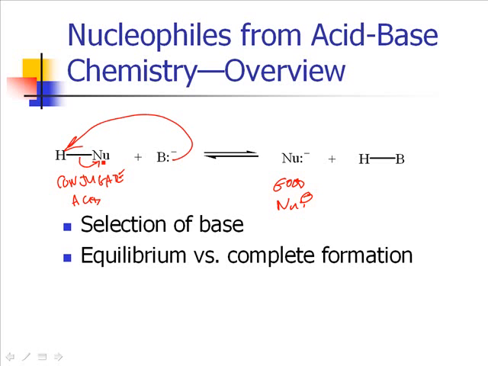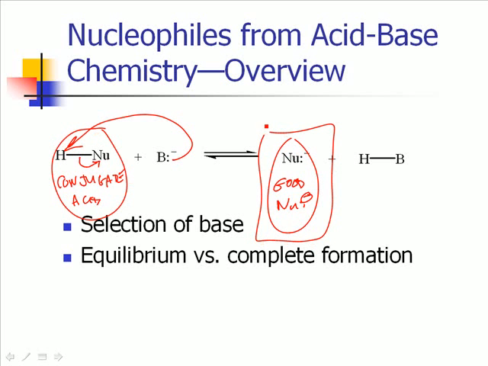So the nature of what base we use depends upon how acidic that conjugate acid is. We could use weak bases, or in some cases we need to use very strong bases. Depending upon how strong a base we use, this will either be an equilibrium, where we have both the nucleophile and its conjugate acid present, or we can drive the reaction to completion with a very strong base and have exclusively the anionic nucleophile present.